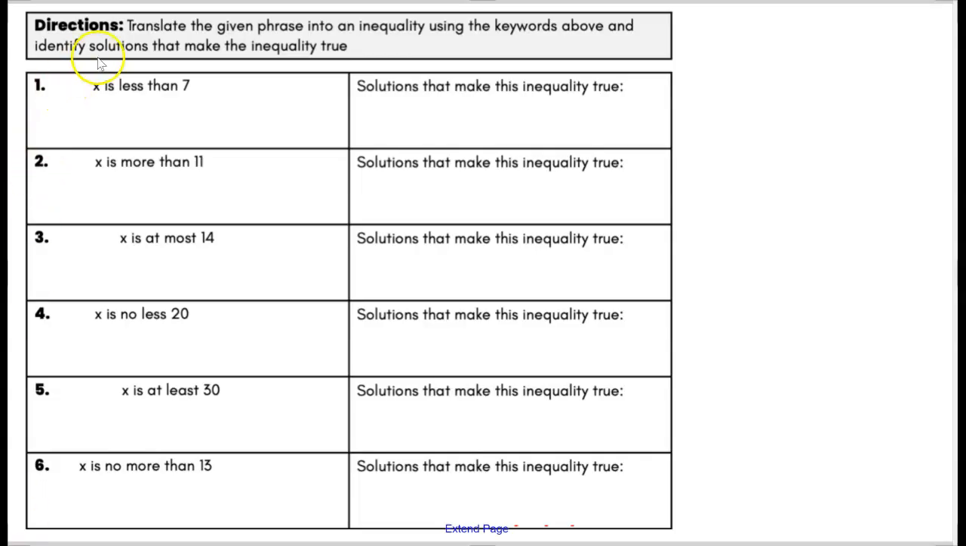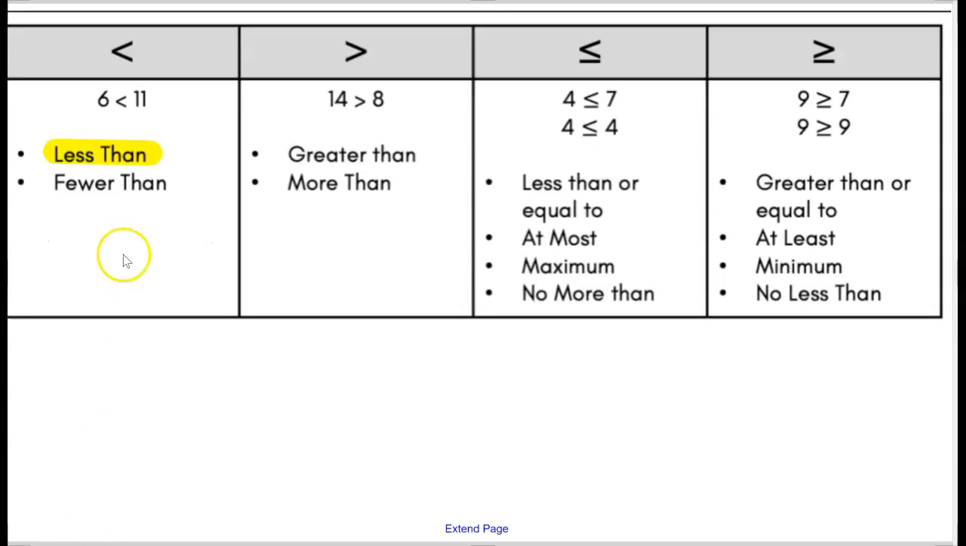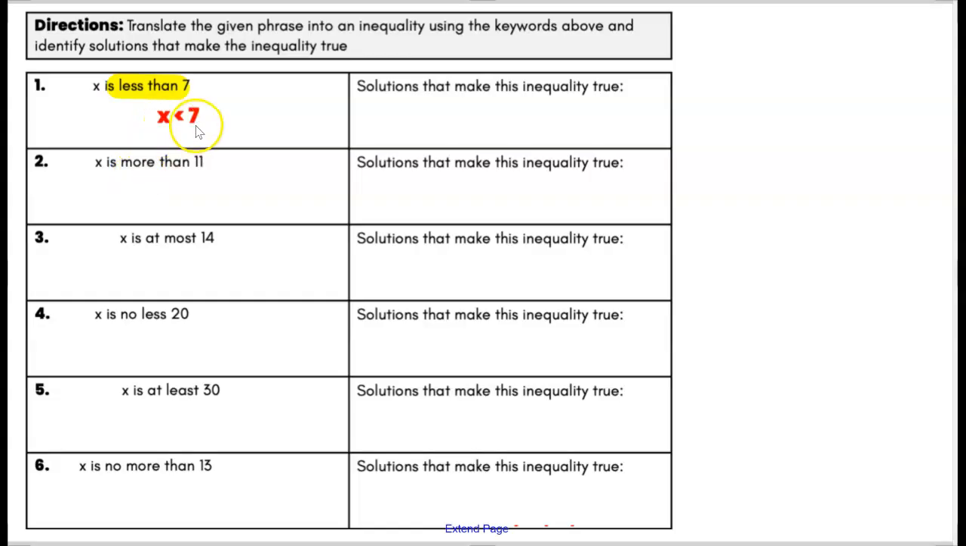All right, here the directions are to translate the given phrase into an inequality using the keywords above and identify the solutions that make an inequality true. So here it says x is less than 7. So what would you do? Well, you could easily go to here and see where it says less than and put x is less than 7. What solutions make the inequality true? There's a number of them, but it wants you just to list a few, like 6, 5, and 4.